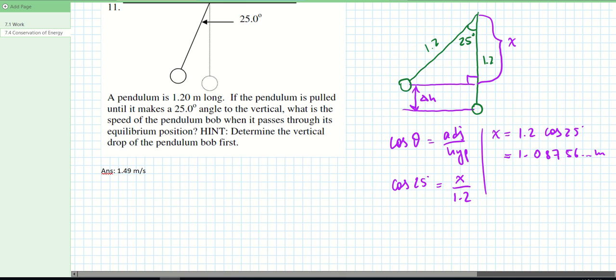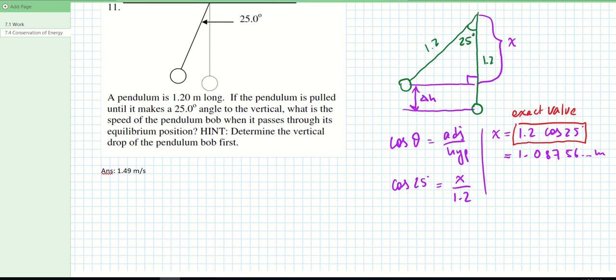Now what I suggest you do whenever you actually use this value in your calculations later on when you're looking for the speed is you use the exact value, which in this case, this thing is your exact value. So instead of using some approximation, use the exact value in your calculation. So anyway, it's about 1 meter or so. So we know the delta H is going to be about 0.2 because this is 1.2. But let's see how we can find that speed that it's asking us for.